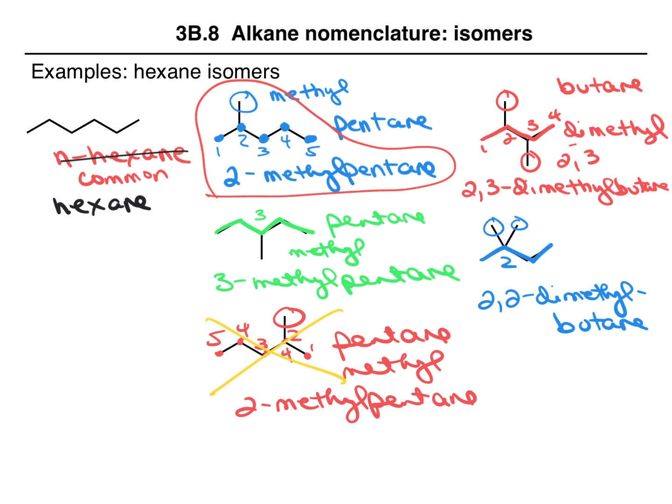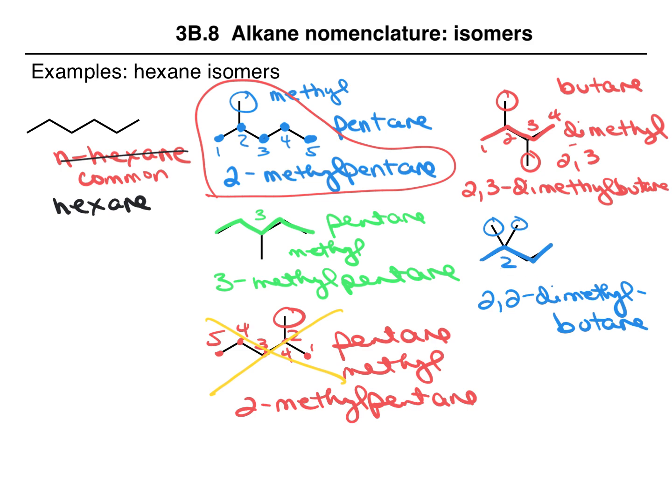Again, dimethylbutane is just one word. I ran out of space. We have to specify where our methyl groups are. Just saying 2-dimethyl, well, where's the other methyl? So we have to specify one methyl group is at carbon 2, and the other methyl group is also at carbon 2. So 2,2-dimethyl butane.